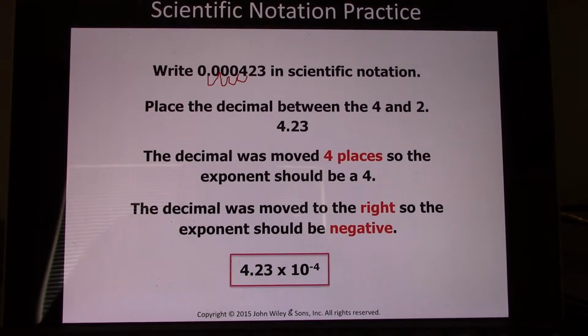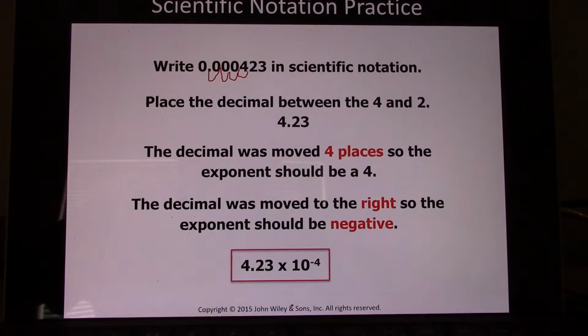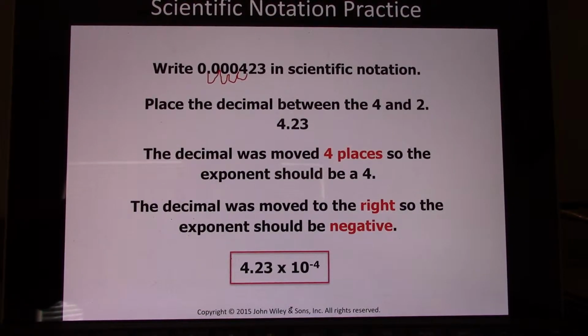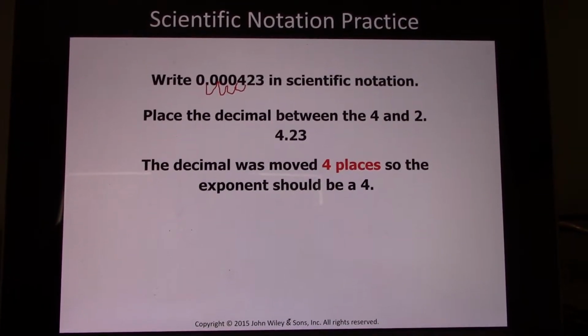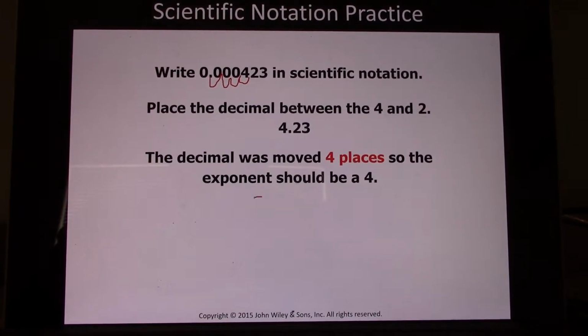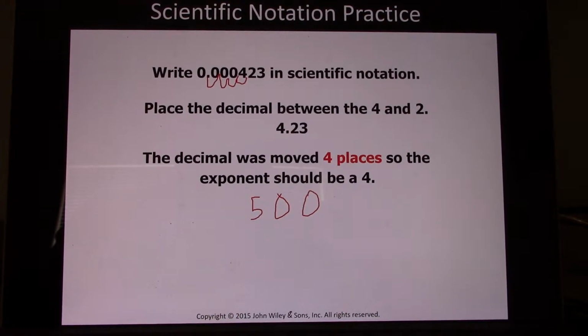And again, if you're not sure if it should be negative 4 or positive 4, ask yourself, is the number bigger than 1 or smaller than 1? This number is smaller than 1, so we know it's going to be a negative exponent. If a number is bigger than 1, let's say we have 5,000. Nice easy number. On this one, the decimal point moves to the left because it would be here. So it goes 1, 2, 3. So it'd be 5 times 10 to the third.